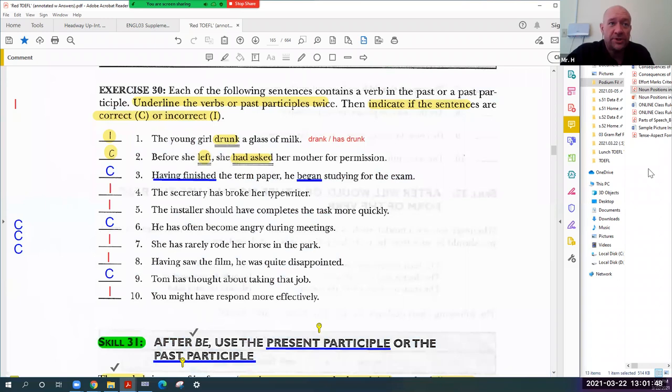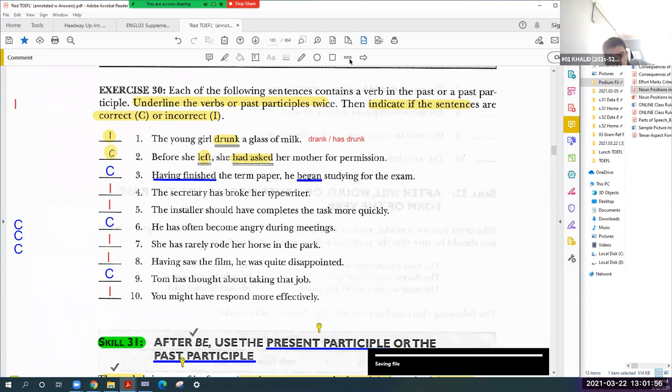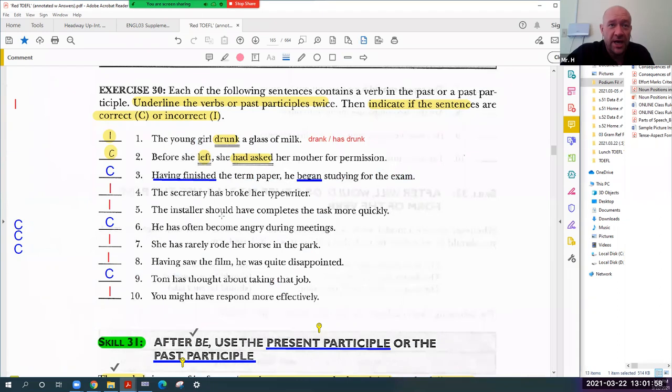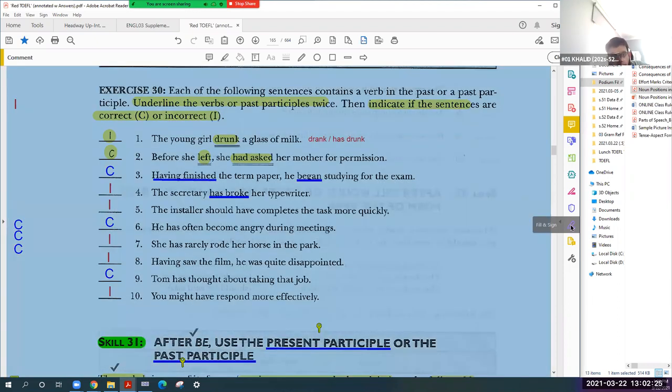Khalid, you want to try number two? Yes. The mistake is broke. Okay. So where do I put the line? Under broke. Well, in this exercise, we underline the verb, all parts. So if we underline all parts of the verb, I'm going to put two lines here. And you say that it's incorrect? Yes, incorrect. Why do you say that it's incorrect?